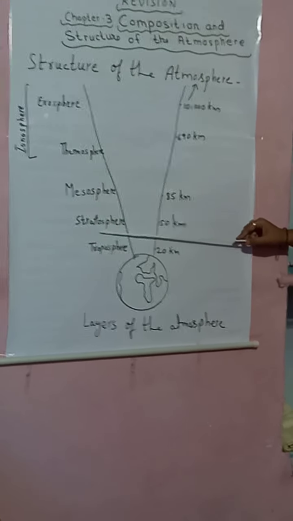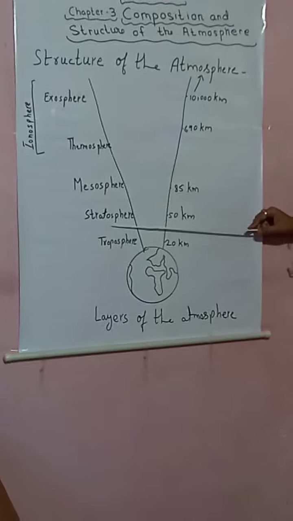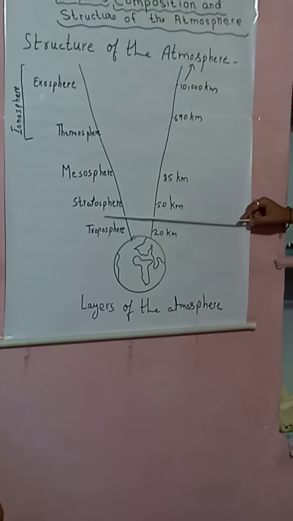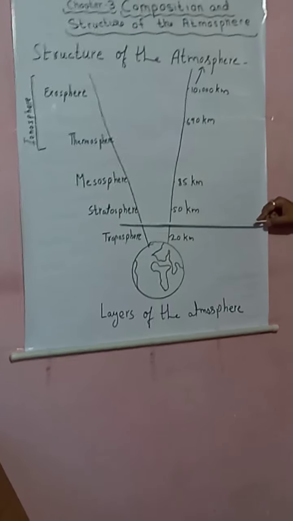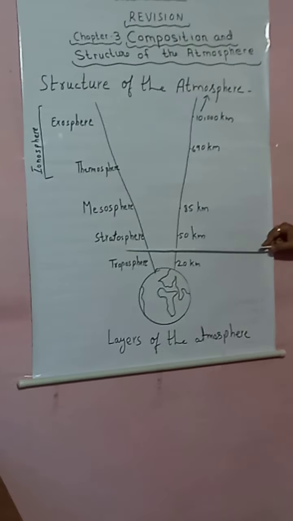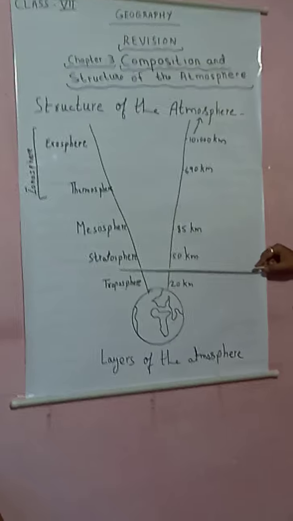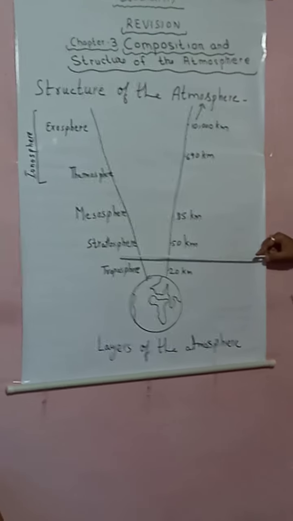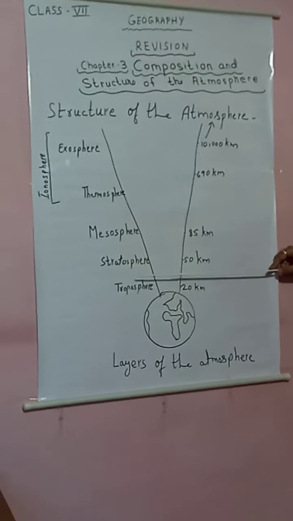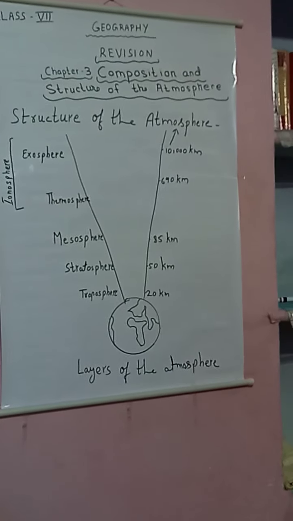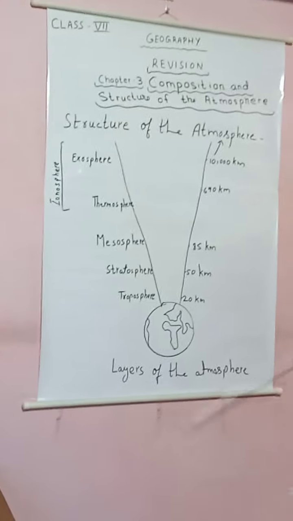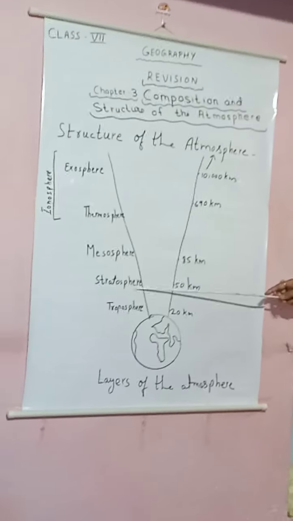However, the temperature begins to fall again. The stratosphere is almost without clouds because of the extremely low temperatures in the tropopause, due to which there is hardly any movement of water vapor from the troposphere to the stratosphere. So the ozone layer is also present in the stratosphere.